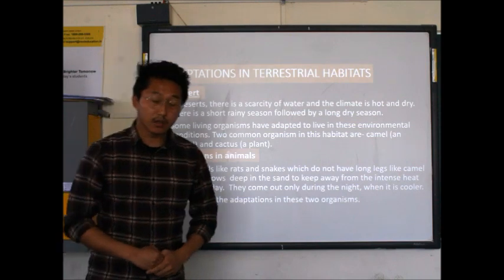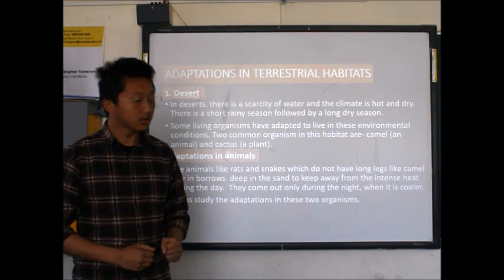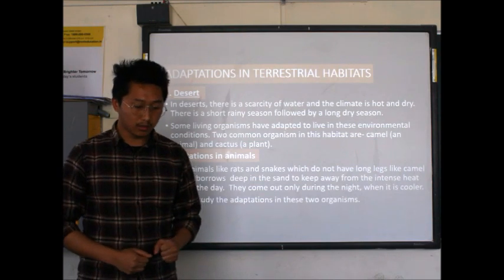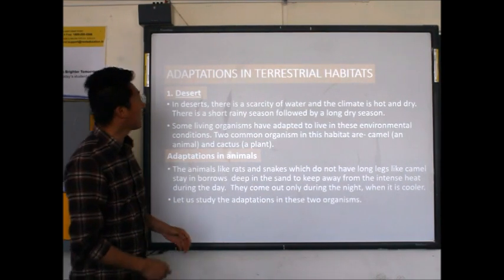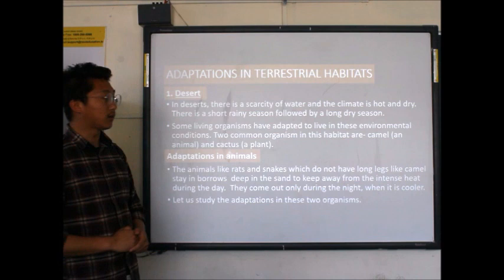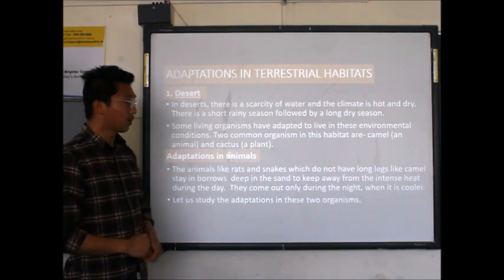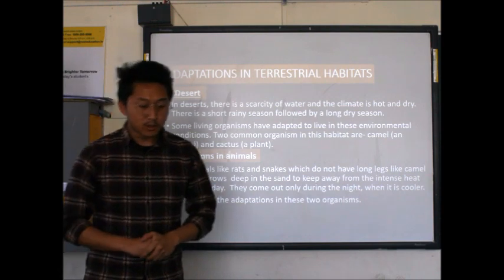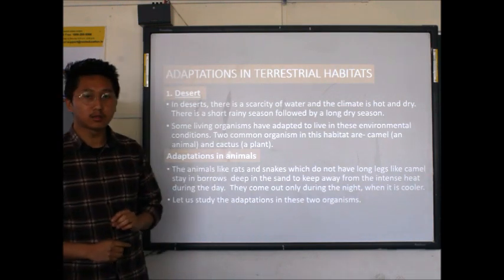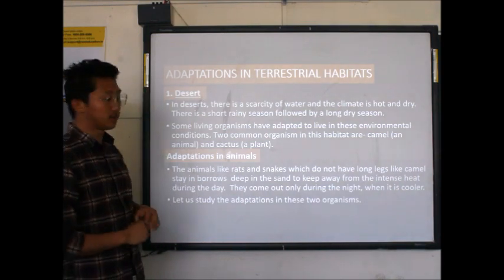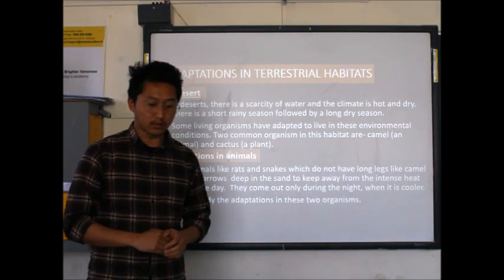There are different types of habitats. The first one we'll start with is the desert. In the desert there is a scarcity of water and the climate is hot and dry. There is a short rainy season followed by a long dry season. So there is a scarcity of water, and it is a very dry condition in the desert.